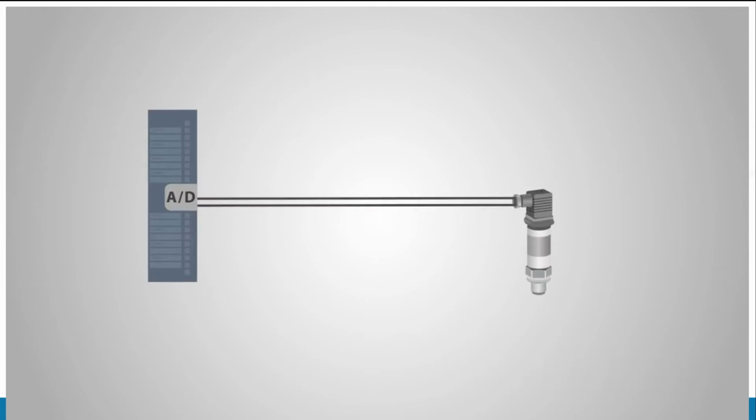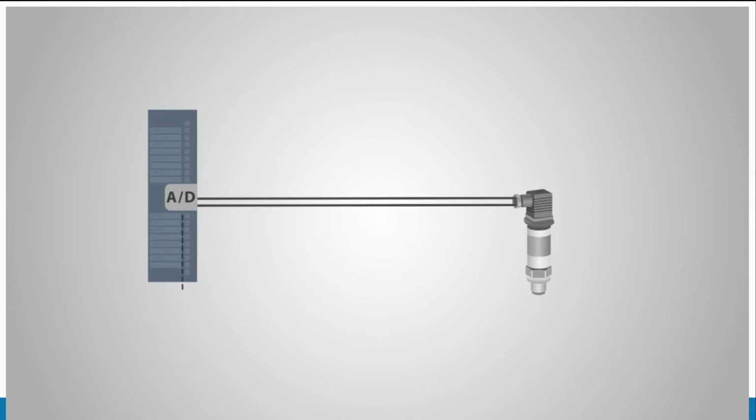But analog sensors can only send one value over a single pair of wires to the control system, and the granularity or precision of the data is limited by the type of analog to digital converter, or A to D converter, used by the control system electronics. However, with modern electronics, this is not as much of an issue.